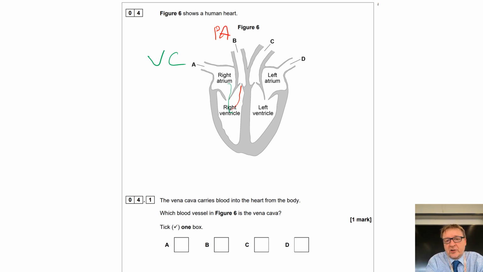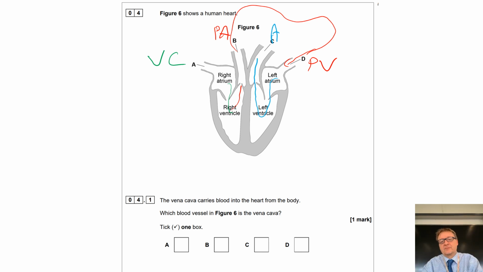Then it goes to the lungs, and then it's got to come back into the left atrium. So it goes around to the lungs and back to there. So that is then the pulmonary vein. Then it goes through the left atrium, through the left ventricle, up there, and I think C is then the aorta. Then it goes around the body, and eventually it comes back through the vena cava. Right, which blood vessel in figure 6 is the vena cava? Vena cava. Okay, so that is A. I've just worked it all out.